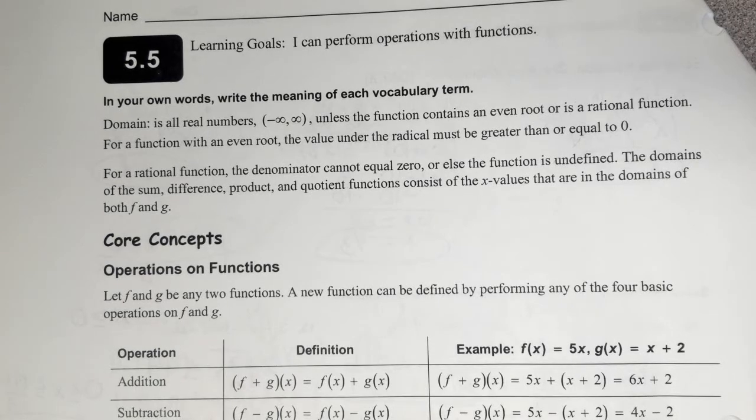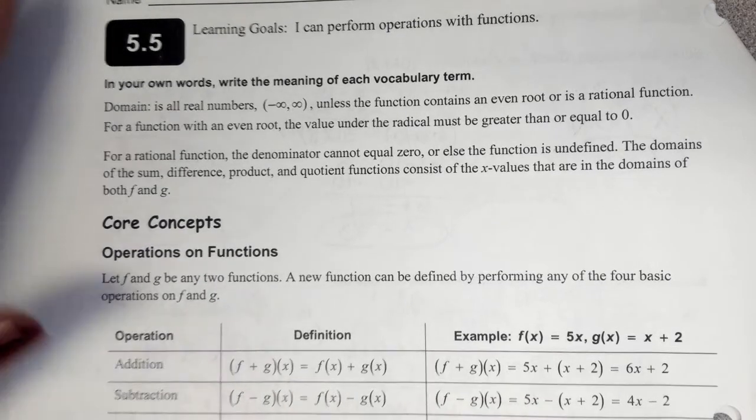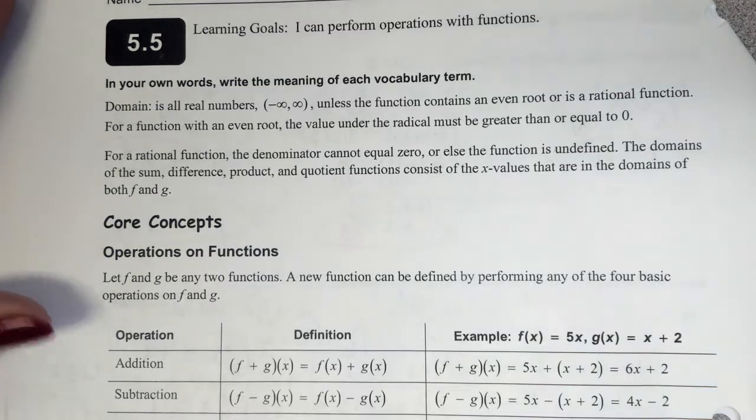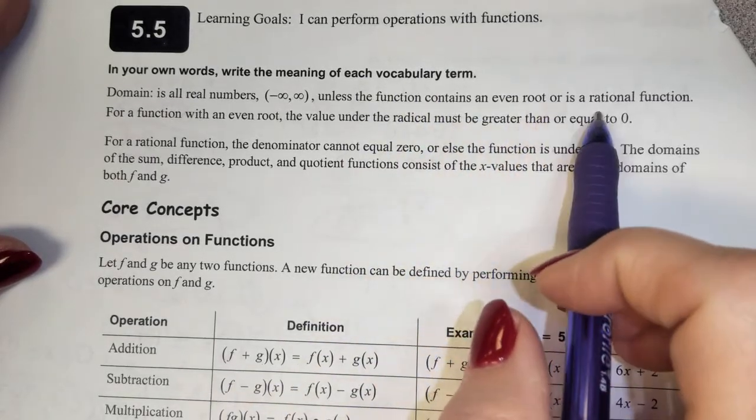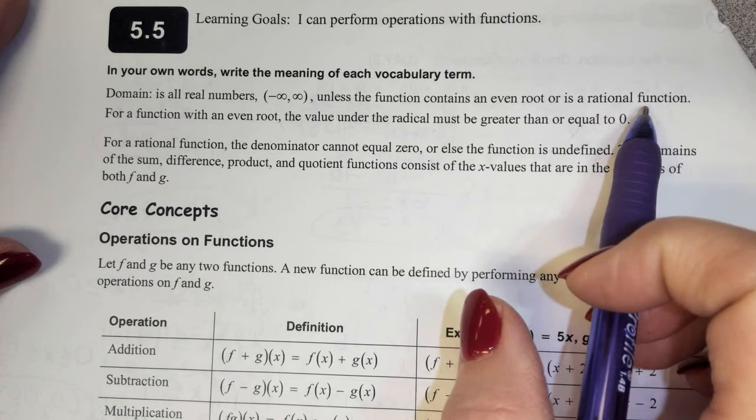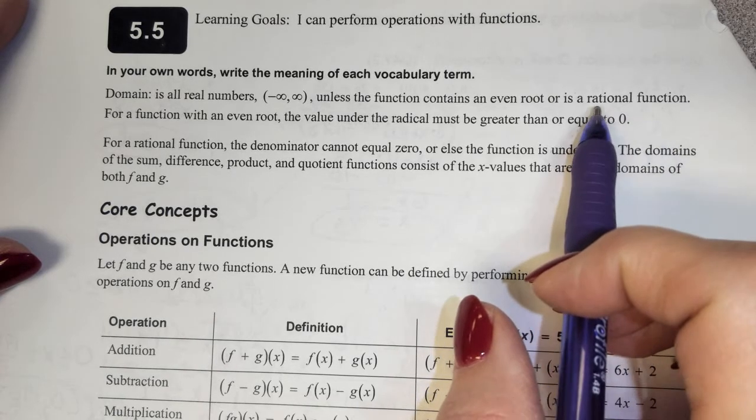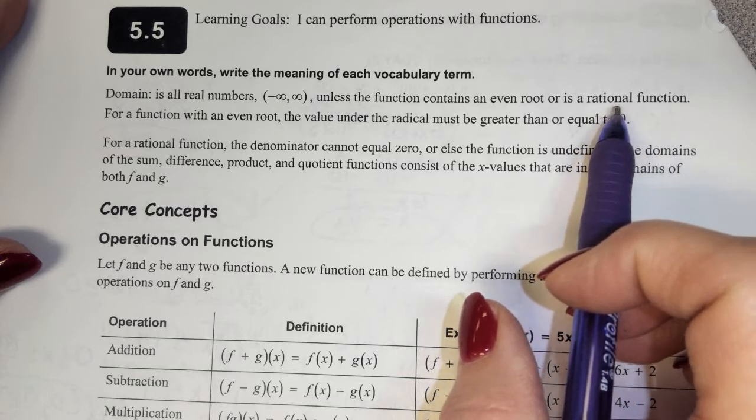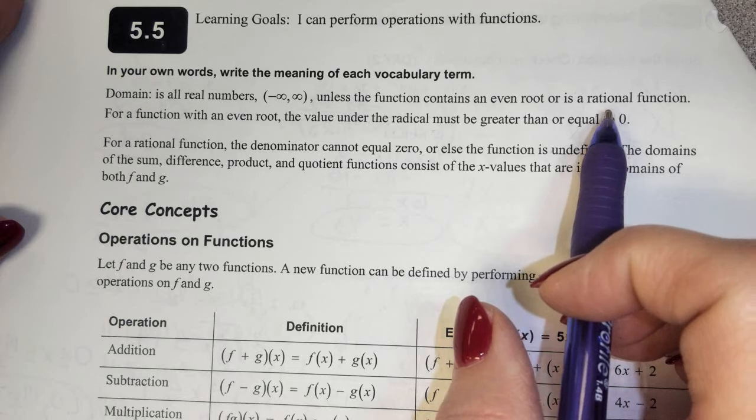Okay guys, so today we're going to be looking at section 5.5. We're starting off by talking about domain. So the domain of functions is normally going to be all real numbers unless the function contains an even root or if it's a rational function. Anybody know what I mean by rational function? Fraction. If we have a fraction, that means rational. And when I say fraction, I'm talking about having an x in the denominator.